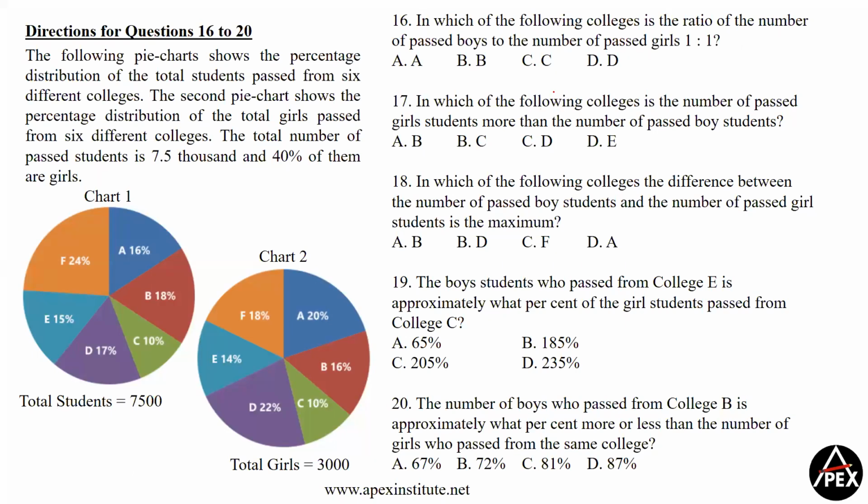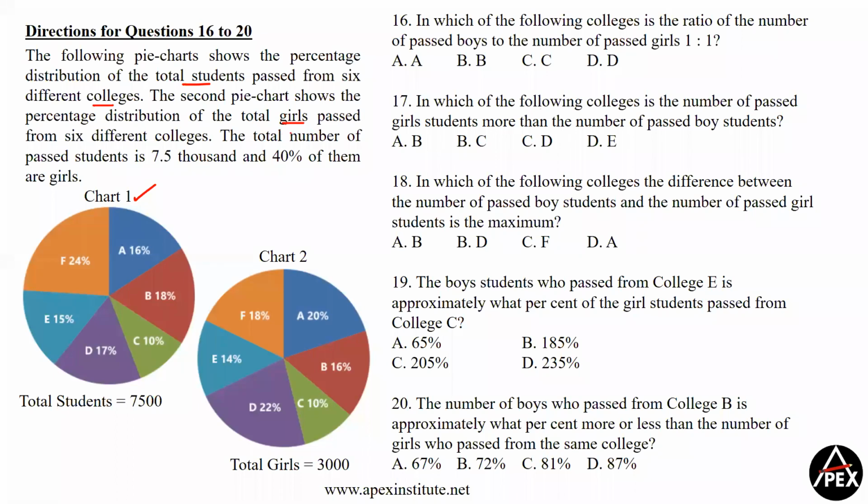Okay. Good one. So here we have two pie charts. One pie chart is showing the total percentage distribution of total students passed from 6 different colleges. So here we have A, B, C, D, E, and F. This chart gives us the percentage distribution of total students passed from these 6 different colleges, whereas the second pie chart is showing us the percentage distribution of girls passed from 6 different colleges.